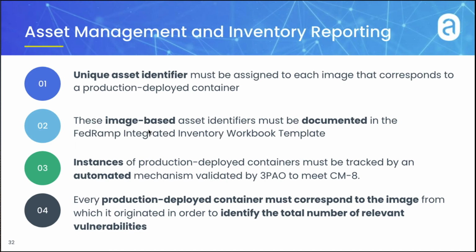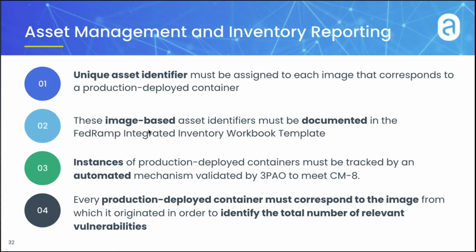These image-based asset identifiers must be documented in the FedRamp integrated inventory workbook template. Within Anchor, we have the ability to export all that data that you saw, either in JSON or CSV format, which makes it very easy to copy over into the inventory workbook template. This also ties into CM8, which is talked about in our third point. CM8 talks about providing holistic inventory on everything that's running within your authorization boundary. So being able to track that and provide automation around that is super important.